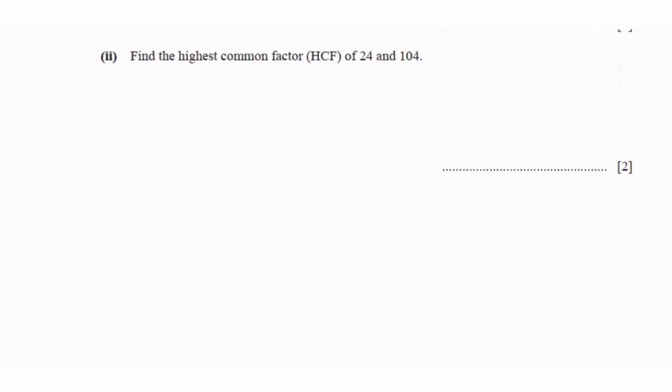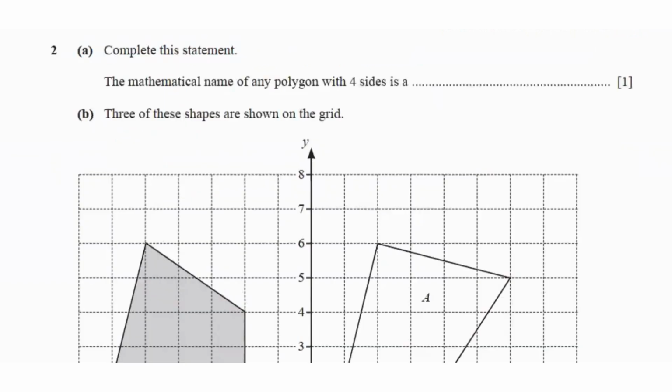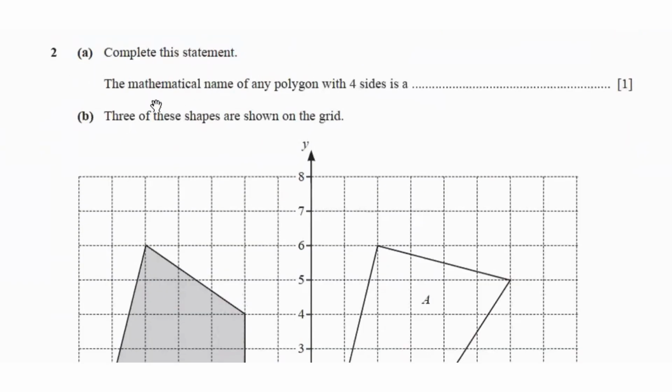And find the highest common factor of 24 and 104. So the highest common factor is 8, because 24 is 8 times 3, and 104 is 8 times 13. So highest is 8. Question 2 says, complete the statement. The mathematical name of any polygon with 4 sides is called a quadrilateral.